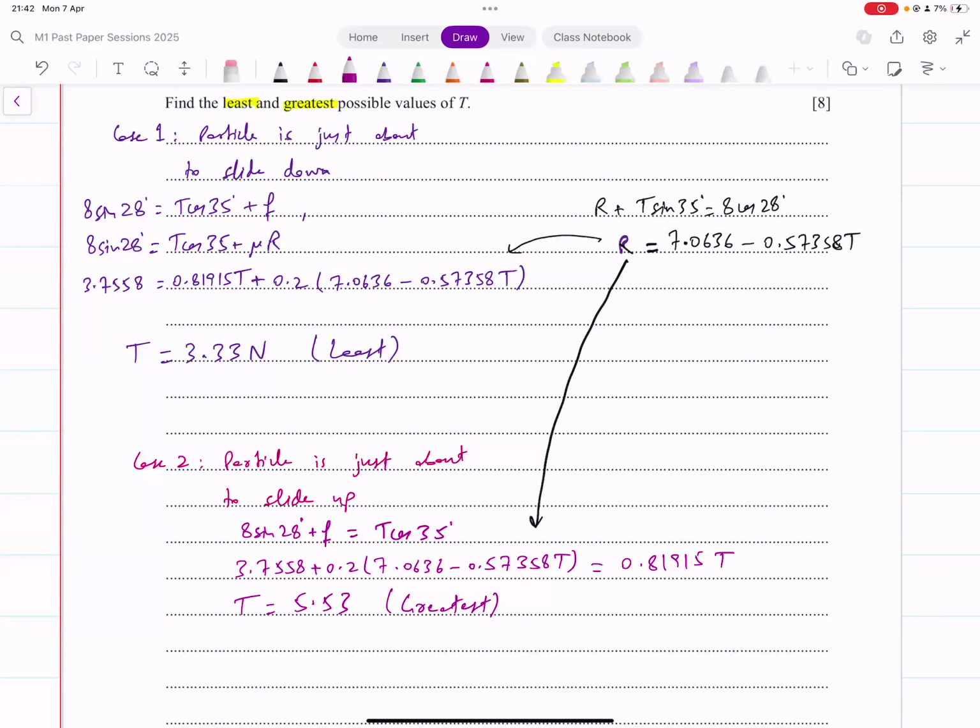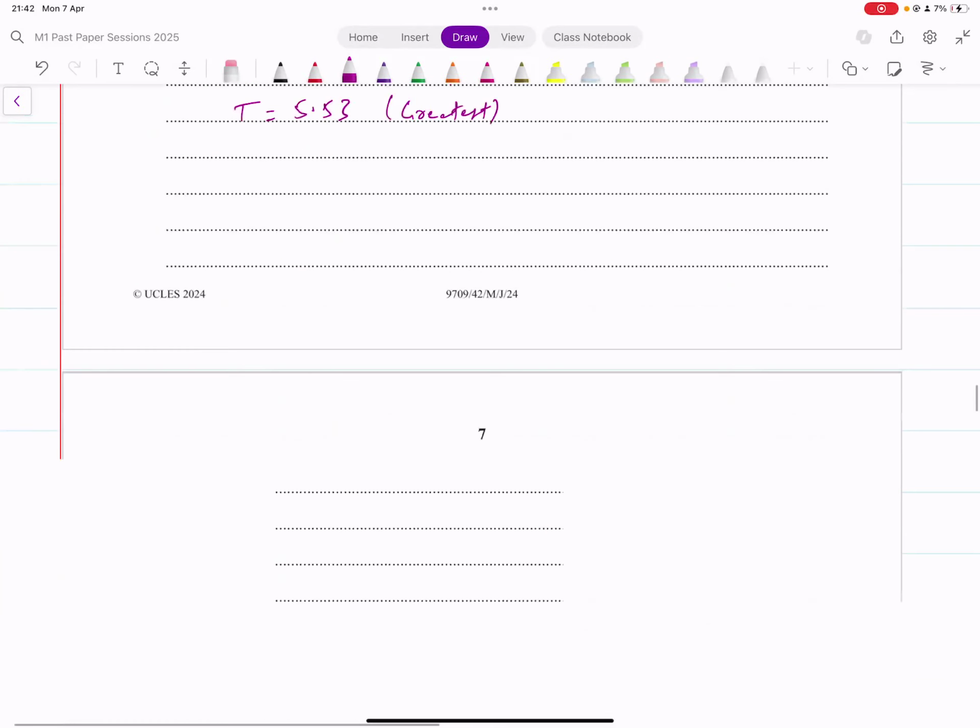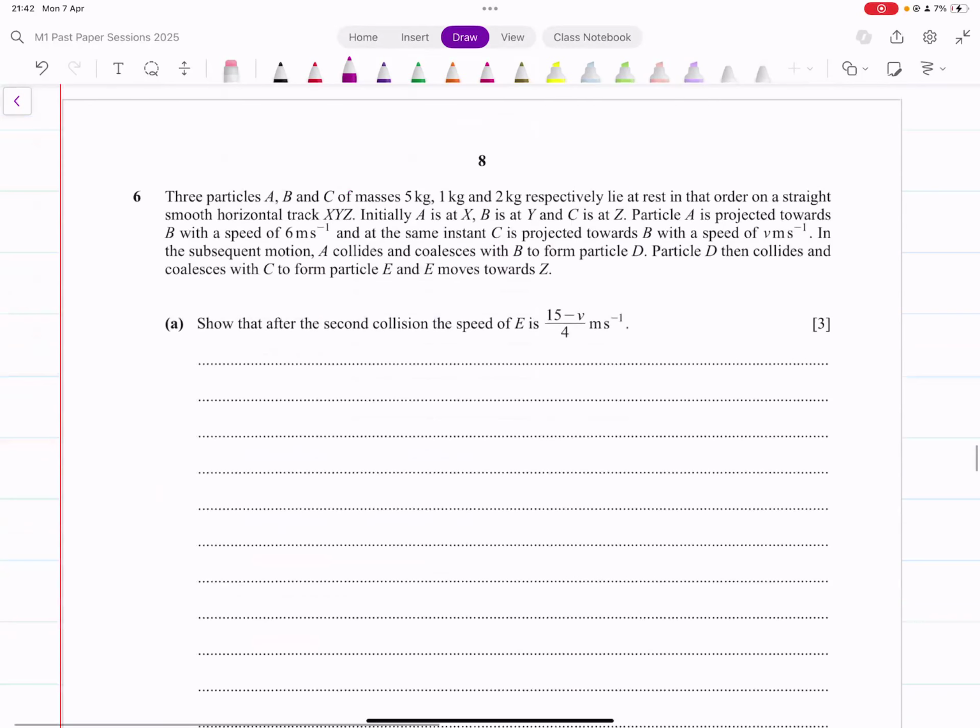For the least or greatest value of a force in the context of a question where you have friction involved, what you do is you consider limiting equilibrium, right? In this case, you had to find maximum and minimum, so you could do it like this. Okay, yes, we will complete this, inshallah. Okay, let's move on. Question number 6. Let's have a look at this now.